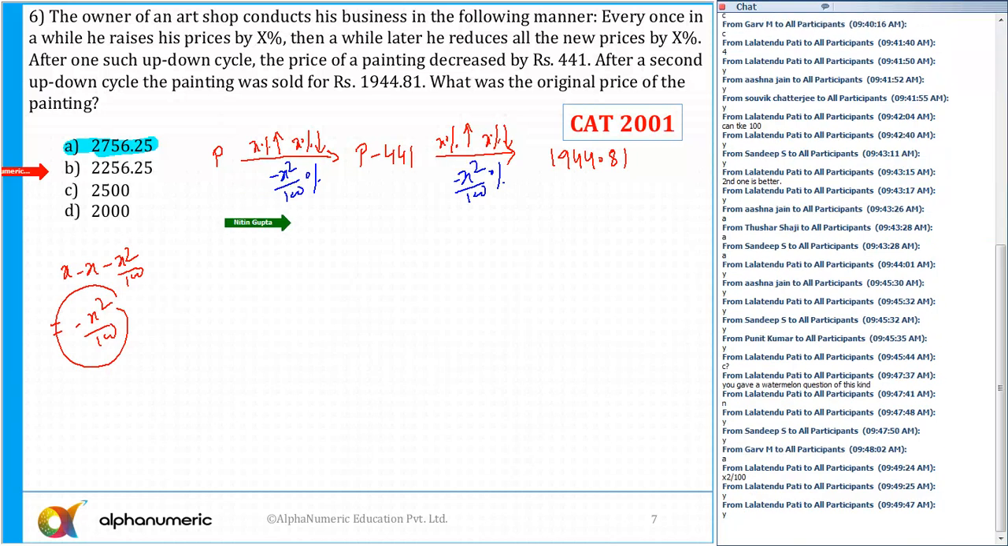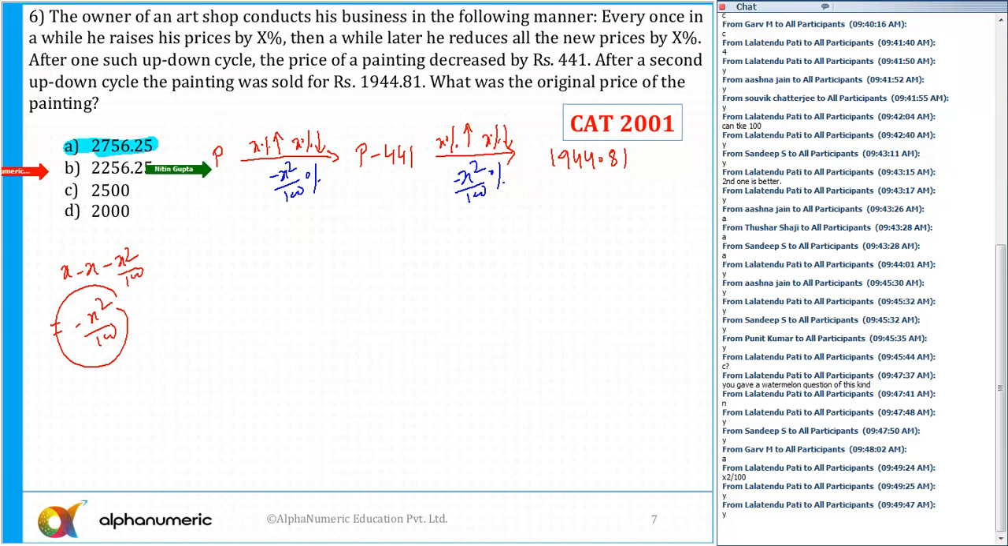Now the question here is what? Can I say in this case the ratio of these two, because as we know the percentage change is same in both the cycles, must be equal to the ratio of these two. But before that, tell me one thing. Can my price be 2000? Let's try to solve with that.